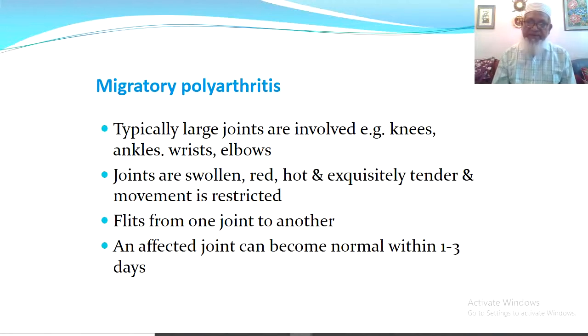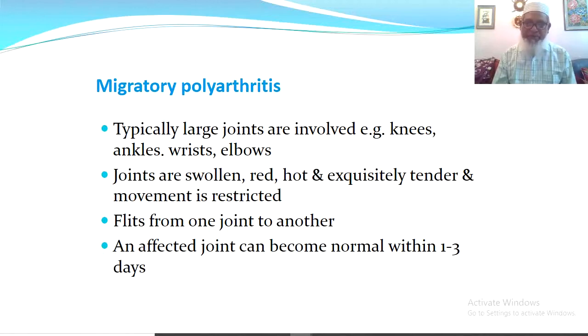Now, what is migratory polyarthritis? Typically, large joints are involved, that is knees, ankles, wrists, and elbows. The joint becomes swollen, red, hot, and exquisitely tender, and movement is restricted. That is, you will get all the features of inflammation.